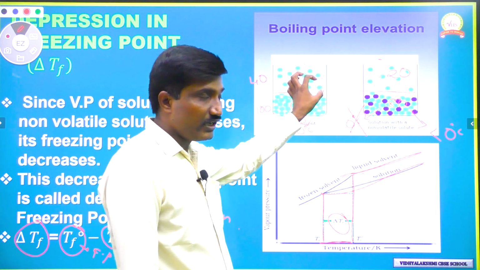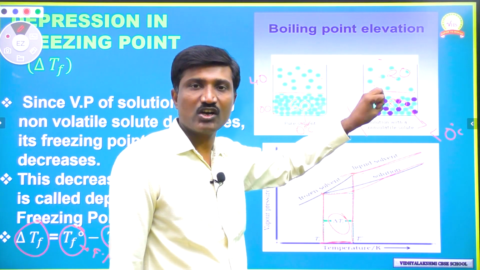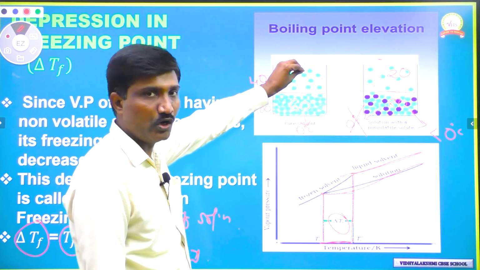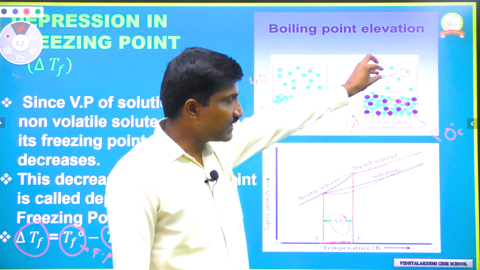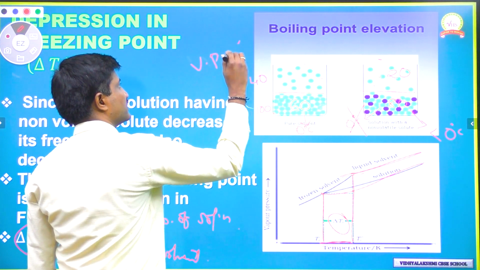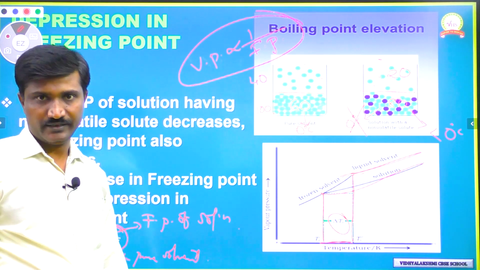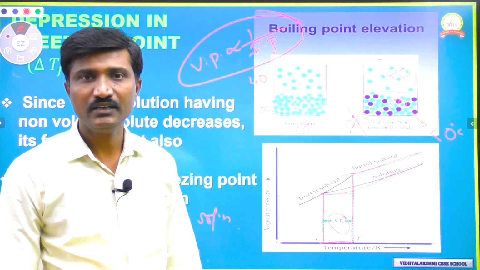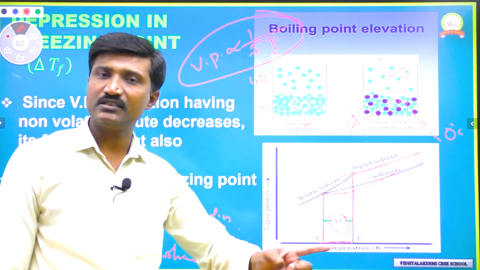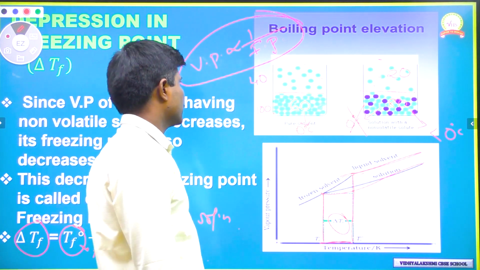That means the freezing point of a liquid depends on its vapor pressure. If vapor pressure is more, freezing point is less. If vapor pressure is less, then freezing point is more. So we can say the vapor pressure is inversely proportional to the freezing point of that liquid. Vapor pressure is inversely proportional to freezing point, and vapor pressure is also directly proportional to boiling point. Is it clear?